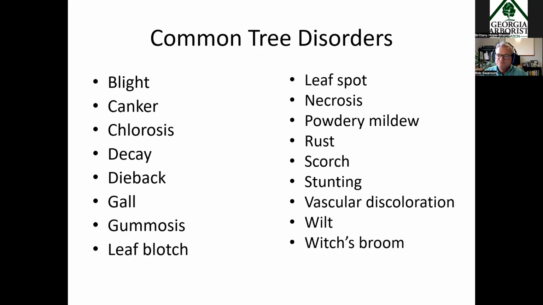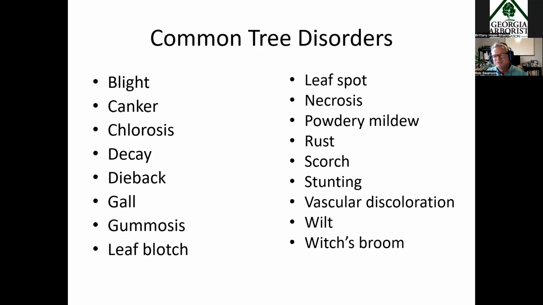Vascular discoloration. Around here again, we have that oak wilt. Oak wilt makes a very distinctive coloration on the leaf of a live oak, but it can impact all oaks, but the live oak's the only one that shows this really funky vascular discoloration.